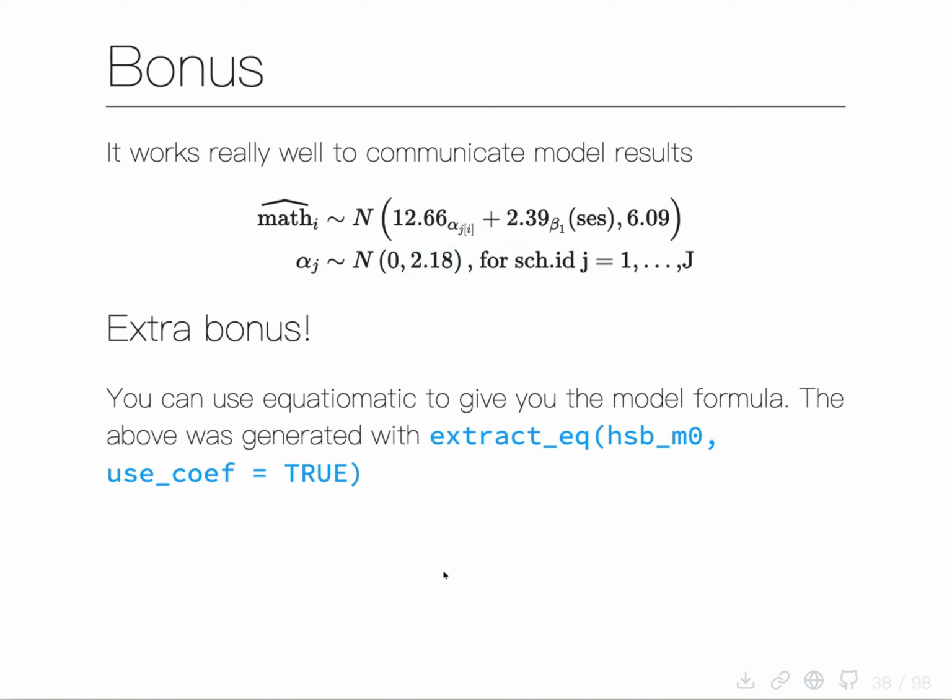Extra bonus: equatiomatic is my package. What it's used for is to extract equations from models. And as I've mentioned, I prefer the Gelman and Hill notation, so that's the notation it uses. There's other reasons I prefer that too. Specifically, we will get to generalized linear mixed models later, so basically having binary outcomes or possibly count outcomes or things like that. Equatiomatic doesn't currently handle those, but it will hopefully soon.